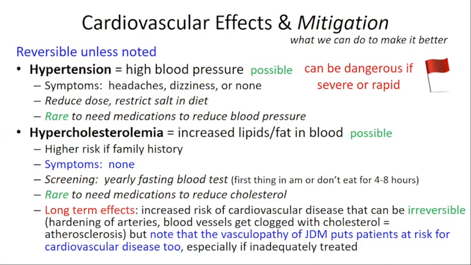So it's important to control lipids, but it's also important to know that blood vessel damage in dermatomyositis can put patients at risk for cardiovascular disease too. So sometimes it's hard to know if cardiovascular disease came from the disease itself or the medication.